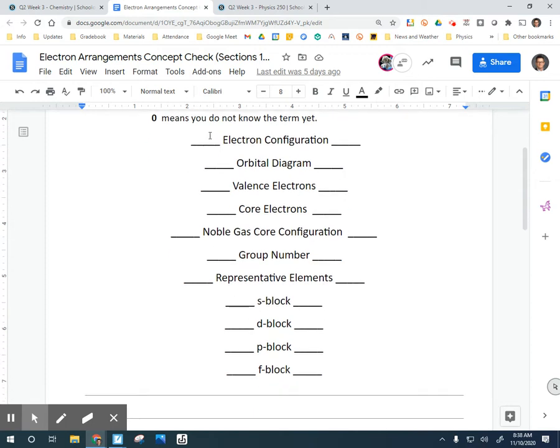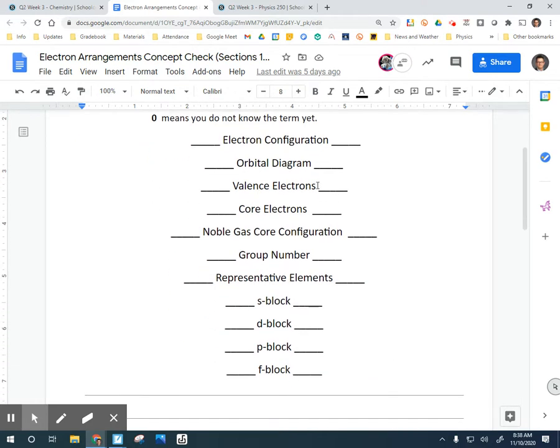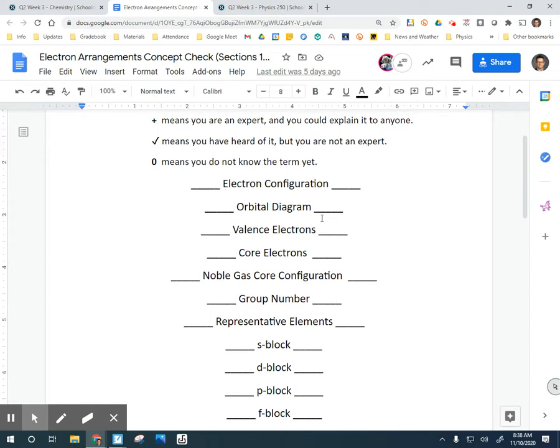concept check, where you consider the terms before you start studying them, and then you consider the terms after you've studied them. And we're trying to move towards a plus, meaning you feel like you're an expert, or at least a check. That means you've heard of it, you know something about it. So most of these terms I think you've come across at this point. They came up in the reading that was assigned yesterday.